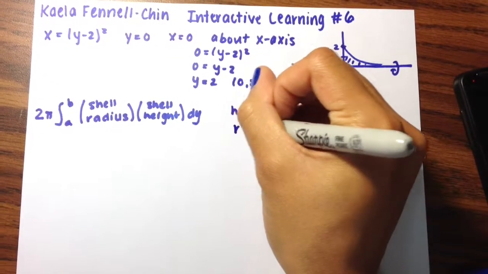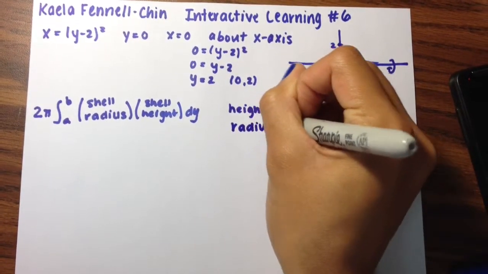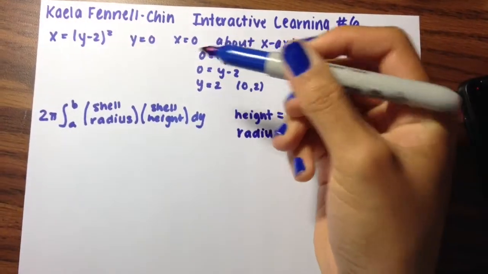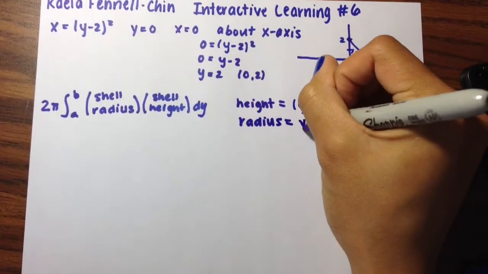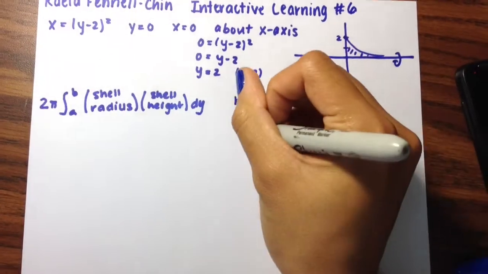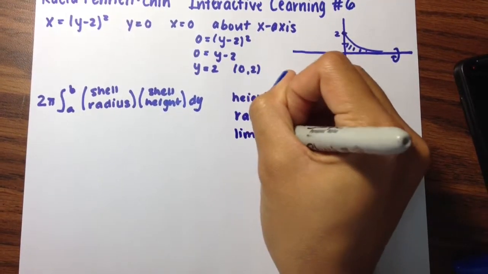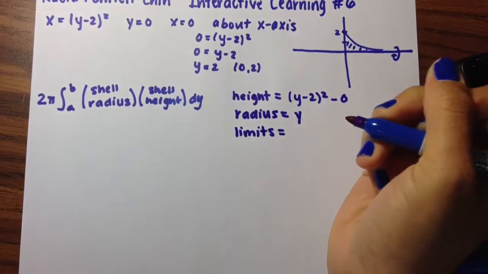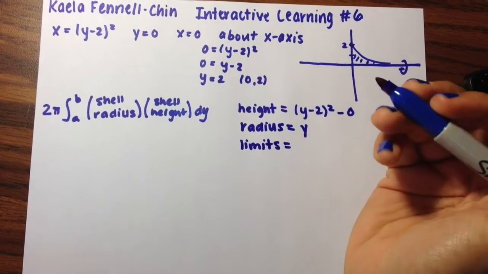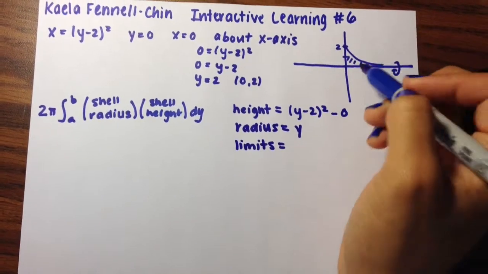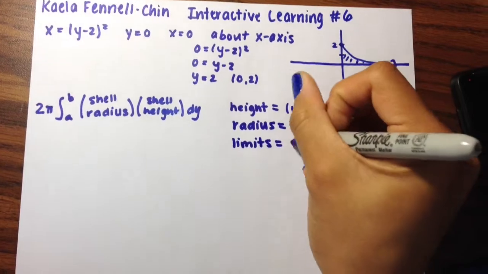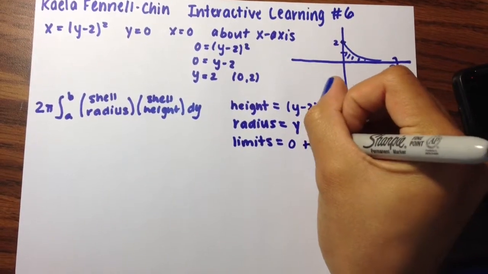Then our radius, since everything in our function that we're working with is in terms of y, we're going to have a radius in terms of y as well. And then our limits, which are the limits of our integral, are going to be in terms of y. So where does our function start and end in y? It's going to start at 0 and end at 2. So we're going to have 0 to 2.